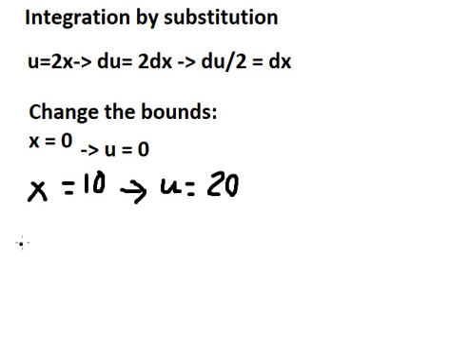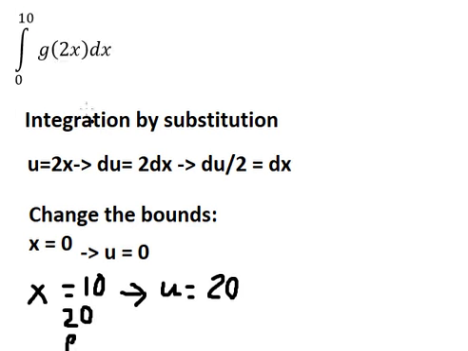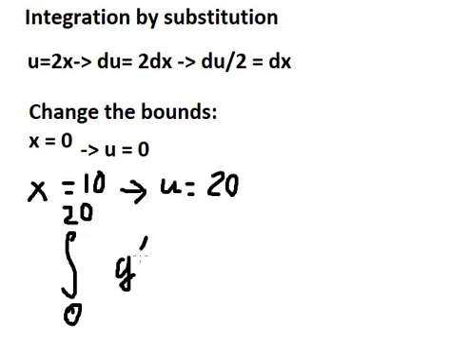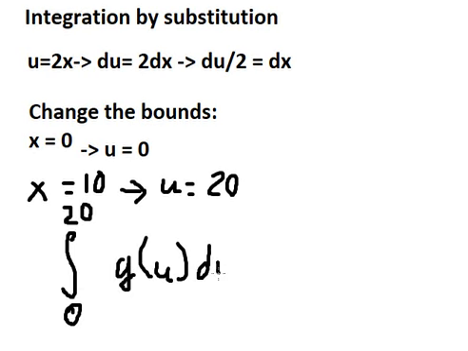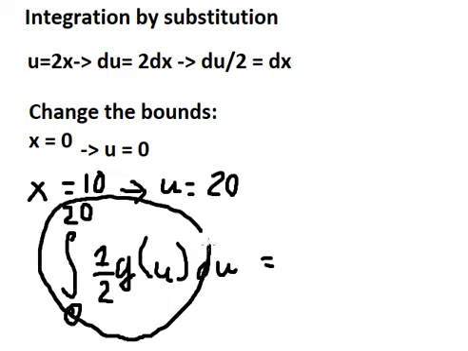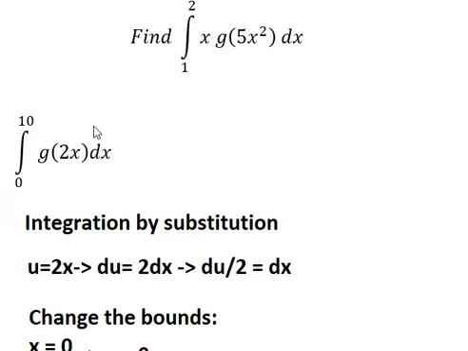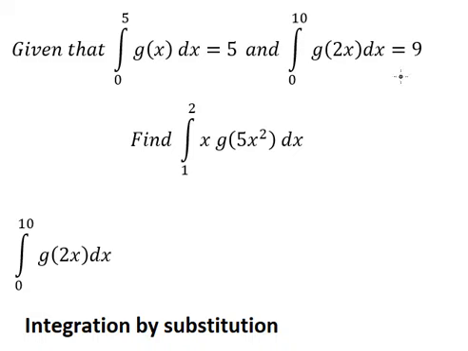And now we have the new integration. The 0 we keep the same, the 10 we change to 20. The 2x from here we change to u. So the x we change to u over 2. And we know that this integration equals this integration, and the value of this one equals 9.